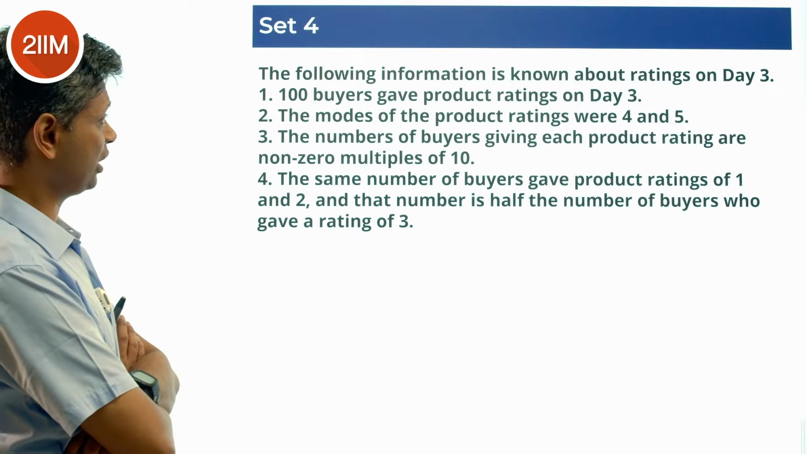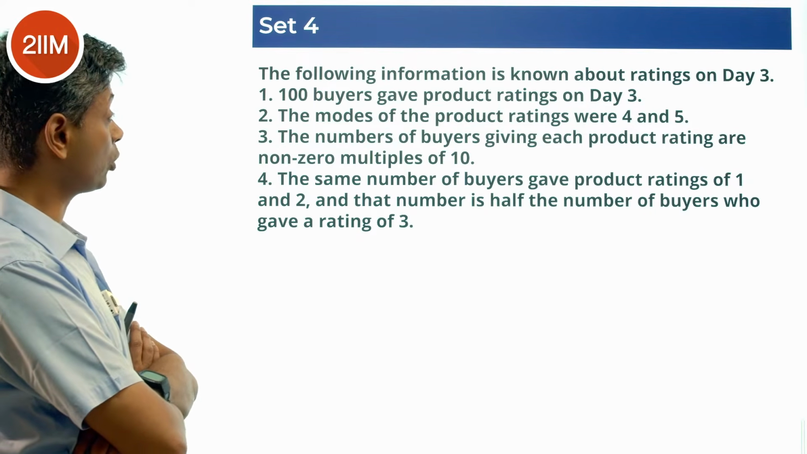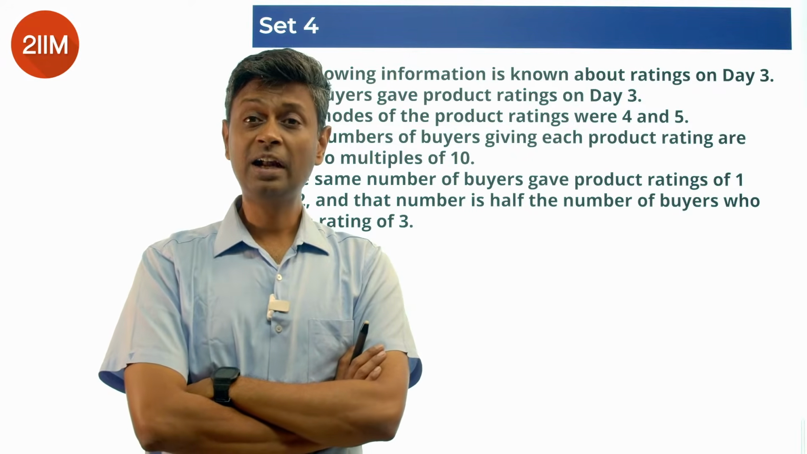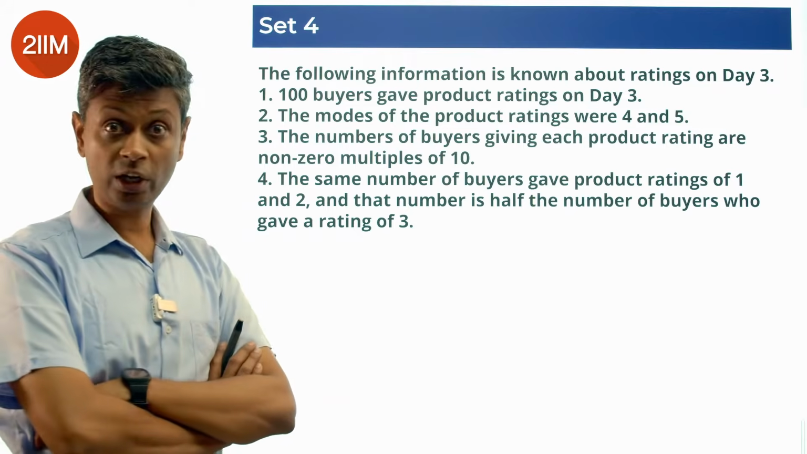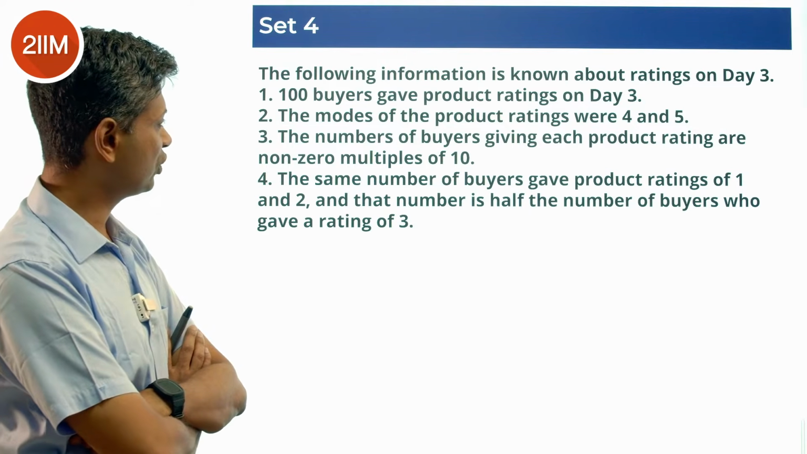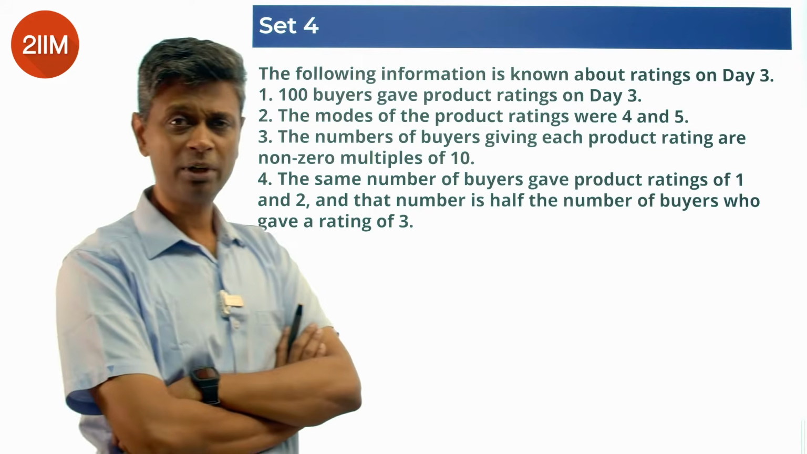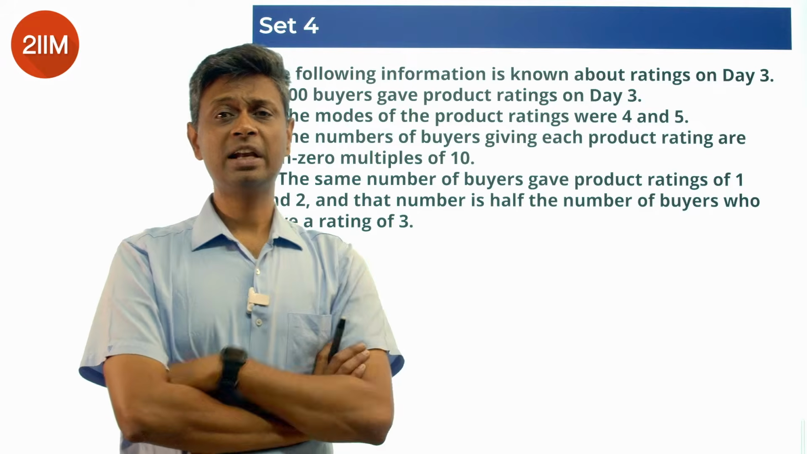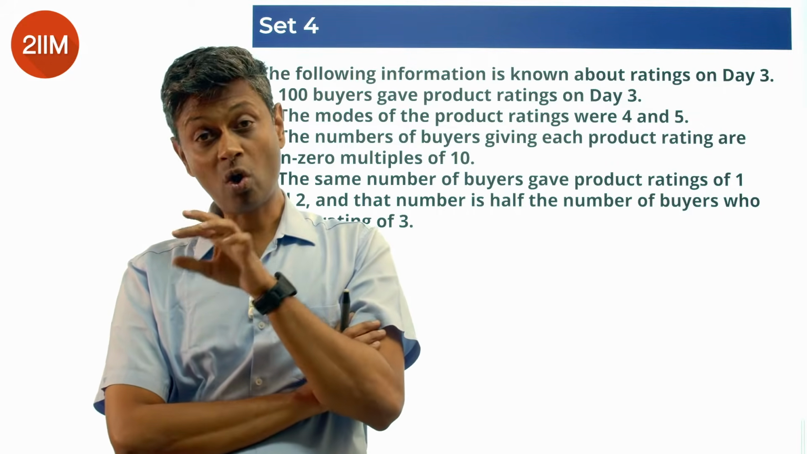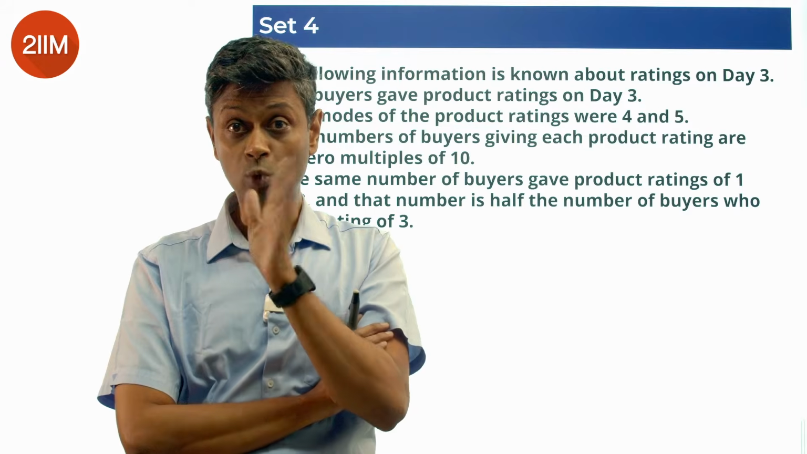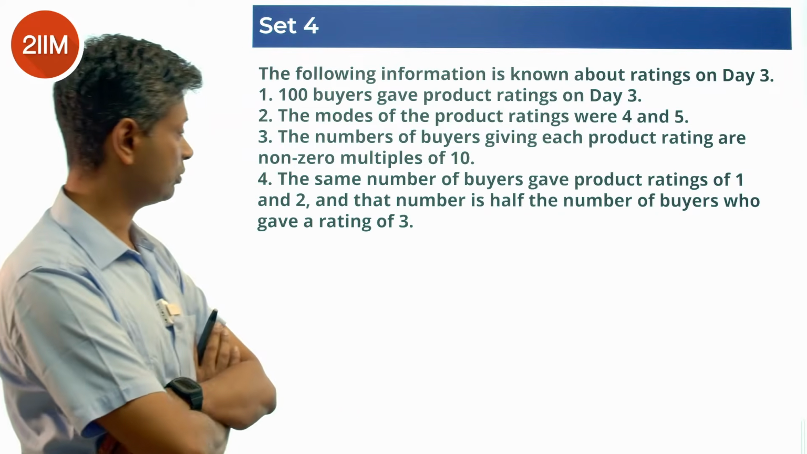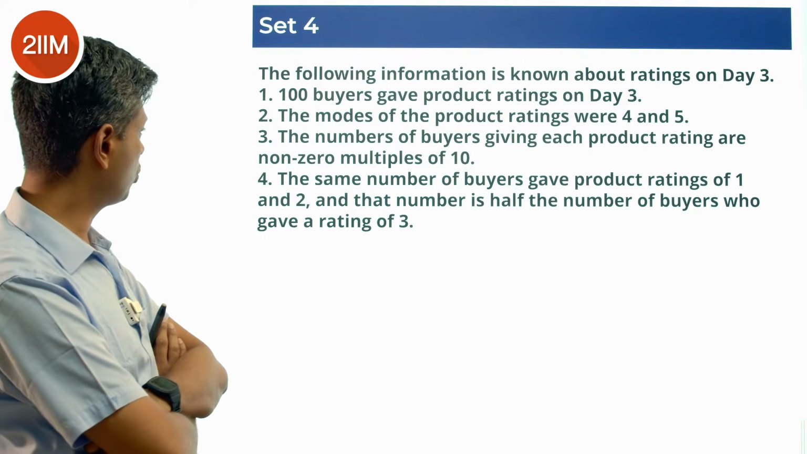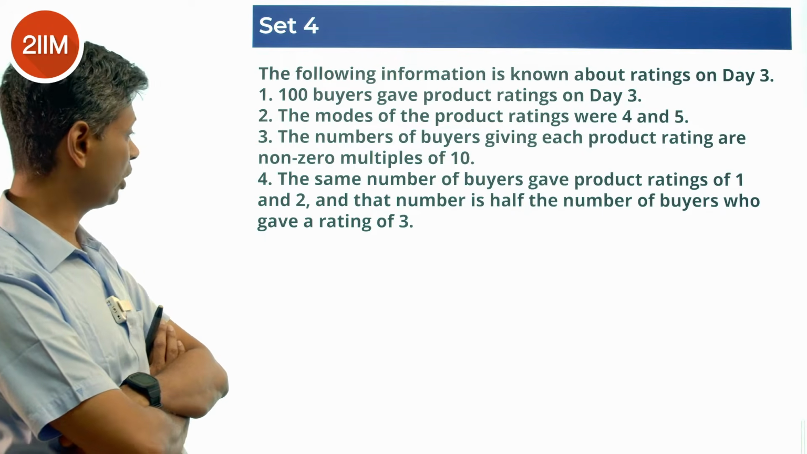100 buyers gave product ratings on day 3. The modes of the product ratings were 4 and 5. Modes are the most frequently occurring. 4 and 5 occur most frequently and an equal number of times. It's bimodal. The numbers of buyers giving each product rating are non-zero multiples of 10, so 10, 20, 30, 40, 50. Those could be the ratings. Ratings for 1, 2, 3, 4 and 5 are all multiples of 10, each of them 10 or more. The same number of buyers gave ratings of 1 and 2, and the number is half the number of buyers who gave a rating of 3.